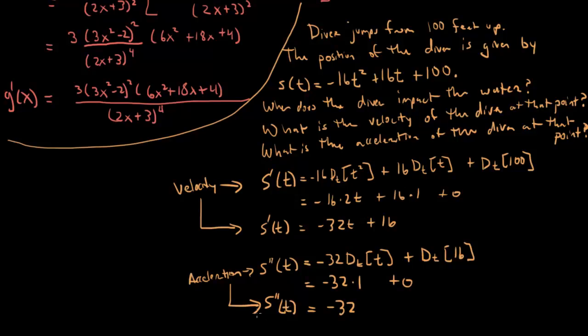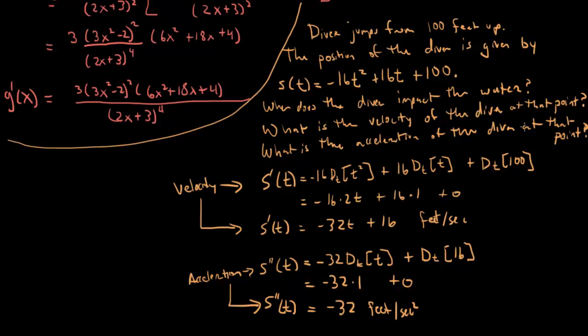Okay? Well, that answers the last question for us because guess what? Acceleration is constant. There is no t in here, which means acceleration is the same no matter where. Now, I should say that feet per second squared is the unit there. And the units here are feet per second. Okay.